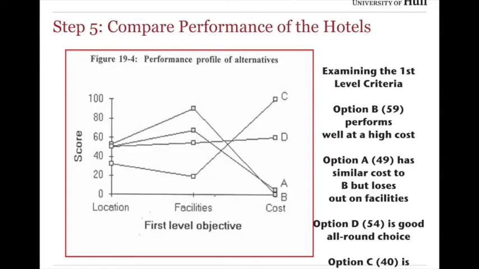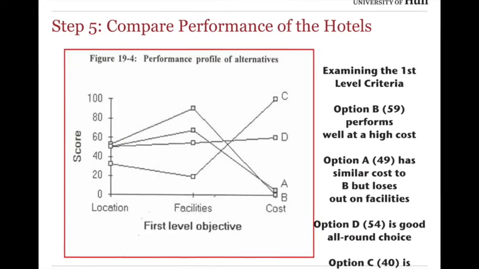Now, once we've got scores for all of the different options, we can start to look at the results of that scoring. So there's different ways of doing that. Obviously you can look at the raw numbers, but in my opinion it's better to look at a graphical representation. So I prefer to do that.